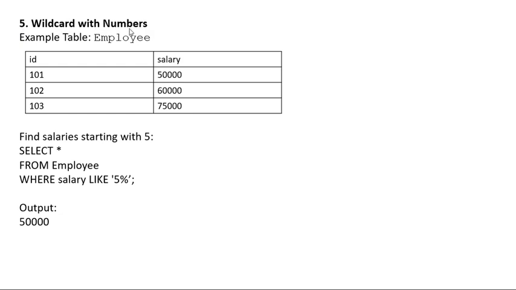Fifth is wildcards with numbers. For example, a table has employee ID and salary, and we find the salaries starting with 5. SELECT * FROM employee WHERE salary LIKE '5%'; The output is salaries where 5 is followed by any characters, such as 50,000.